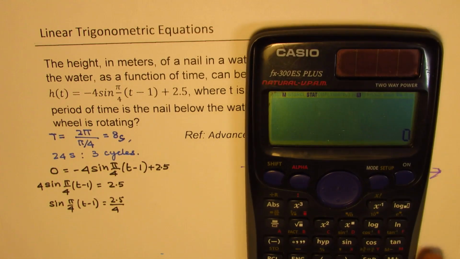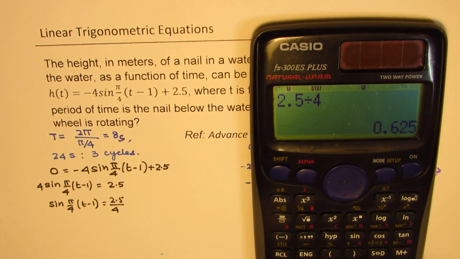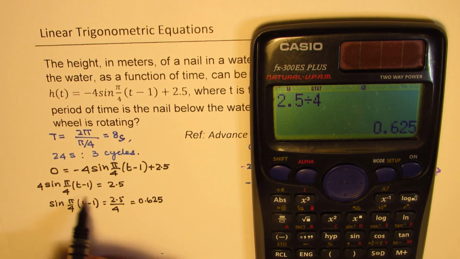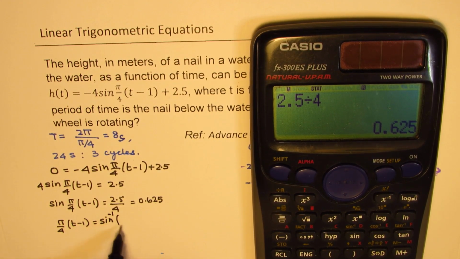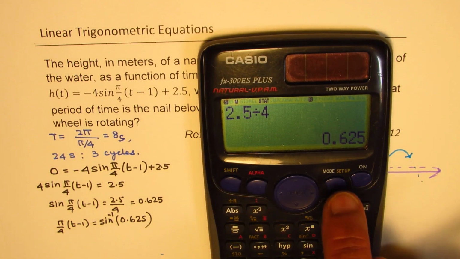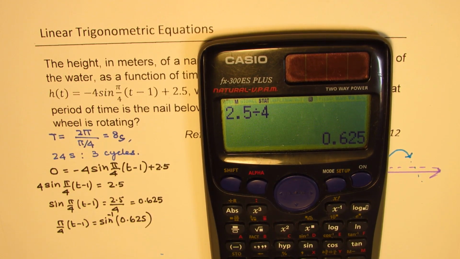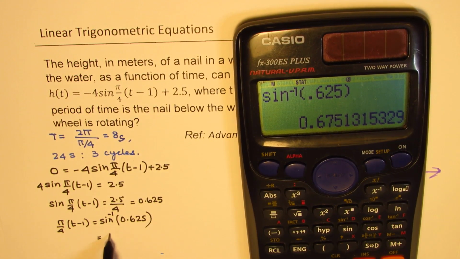Let's use the calculator. 2.5 divided by 4 is equal to 0.625. Let us say this is theta, which is π/4 (t - 1), and it will be equal to sine inverse of 0.625. Now 0.625 is definitely a positive quantity. The setting should be in radians, so the first thing is to check whether we are in radians or not. Let's make it radians. Now we do sine inverse of 0.625, and we get a value equal to 0.67513. Five decimals is enough.